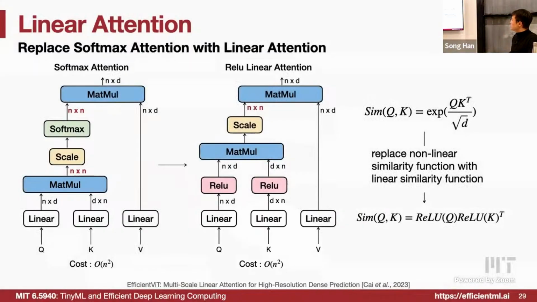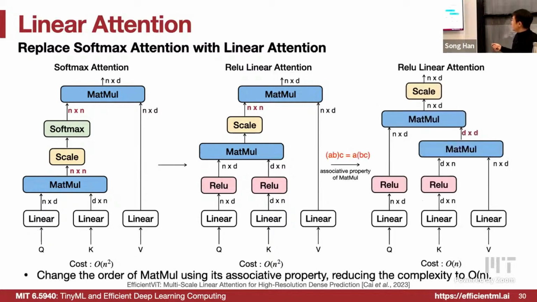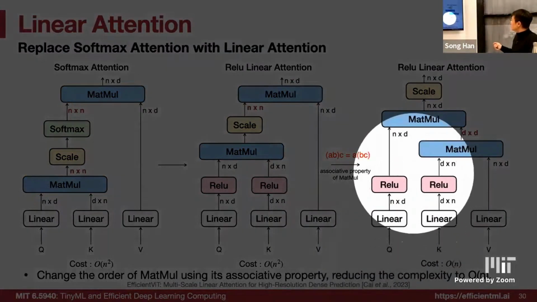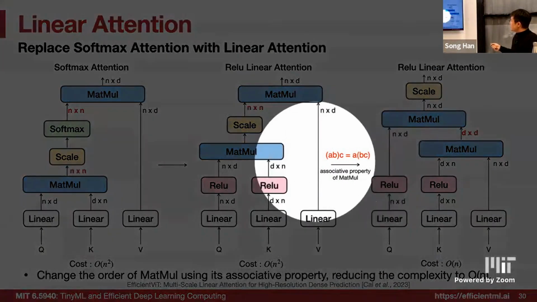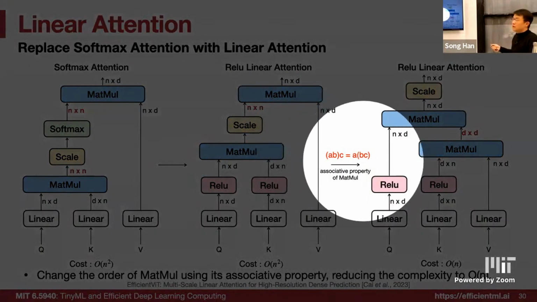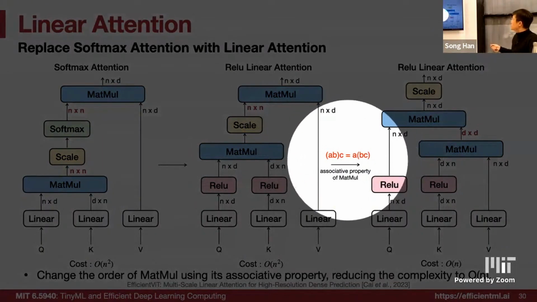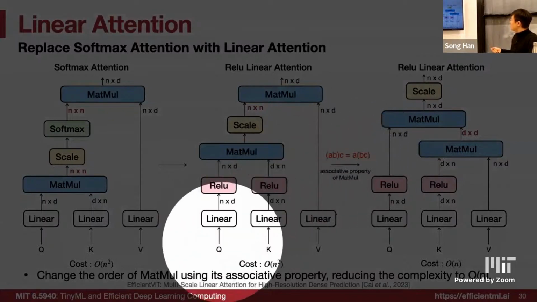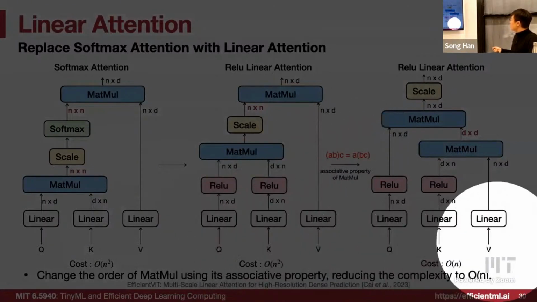So the cost is still O(n²) in that case. Can we change the order such that we can have O(n) rather than O(n²) complexity? That debuts the third solution. Since (AB)C equals A(BC), this is the associative property of the matmul operation. So rather than QK first, we do the KV first.